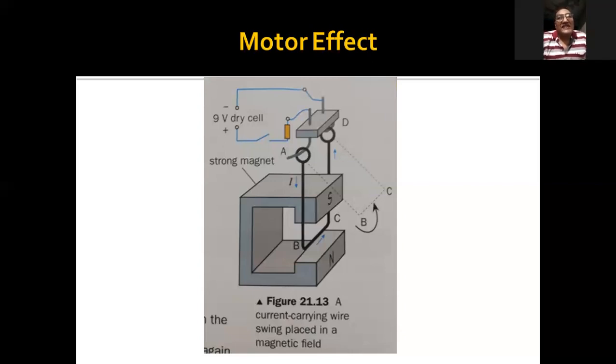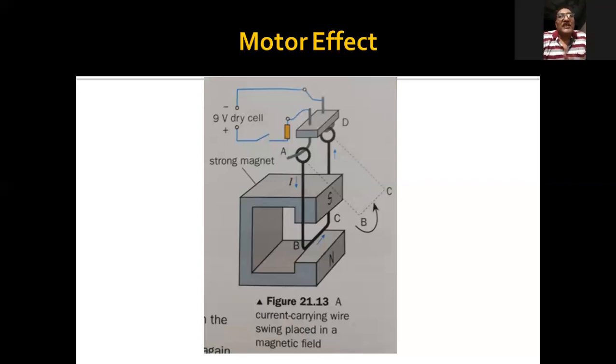It experienced a force towards right. Due to that, this coil ABCD will rotate in the anti-clockwise manner. So it's a very good experiment.